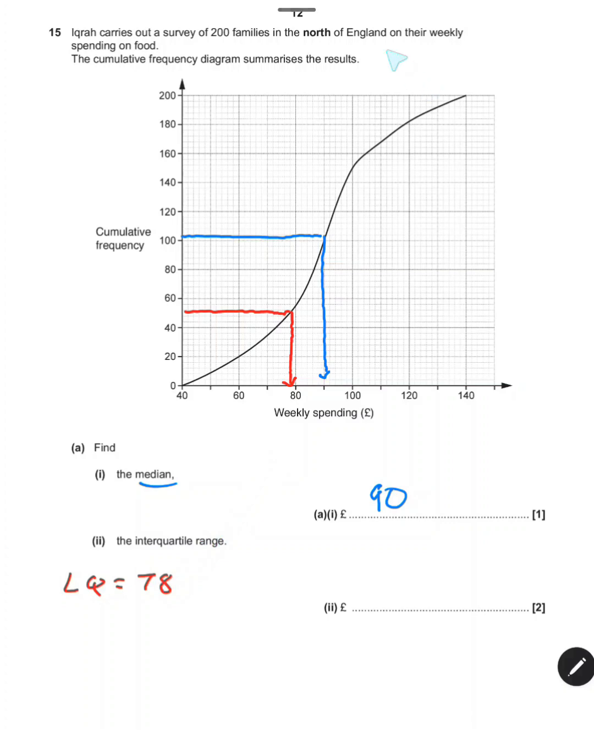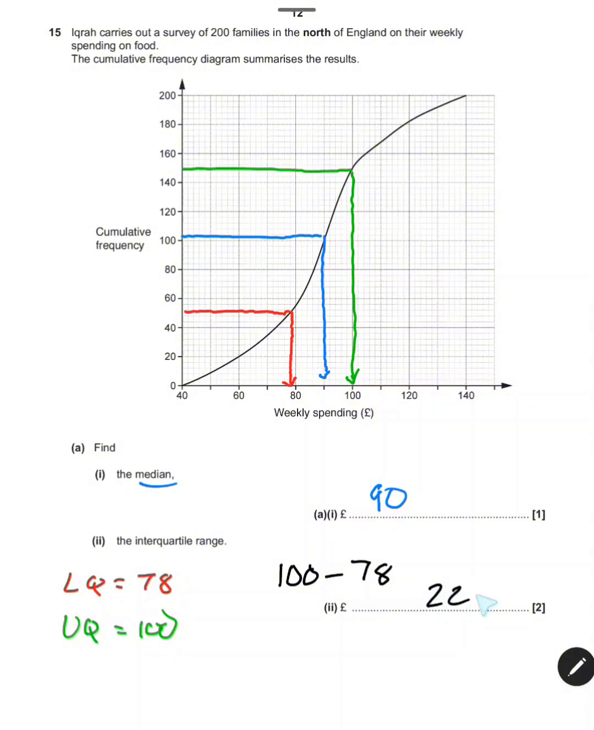And then we need the upper quartile, which is 3/4 of the way up. So I'm going to read across at 150. And that's coming out nicely at 100. Just reading a quarter of the way up the graph and 3/4 of the way up the graph. And then the interquartile range is going to be your upper quartile, subtract your lower quartile, and 100 take 78 is 22.